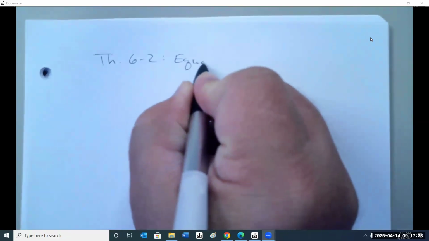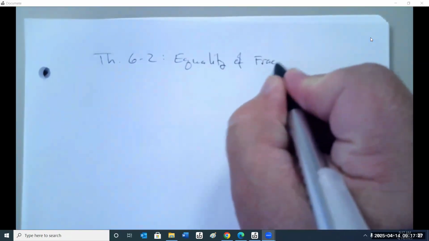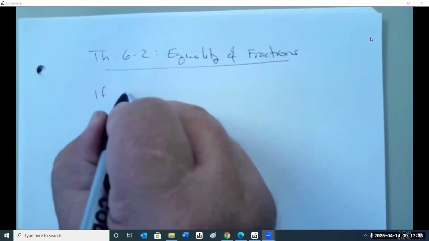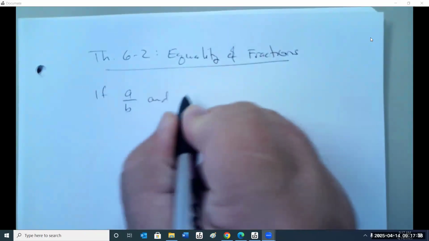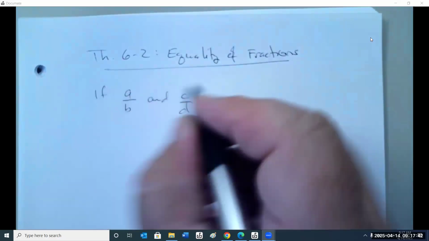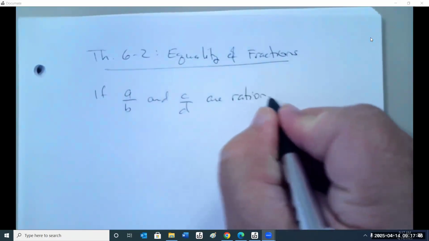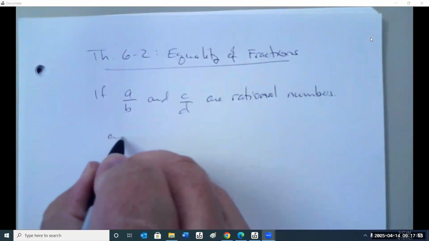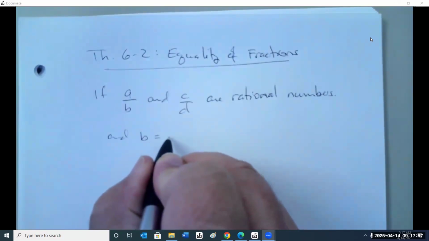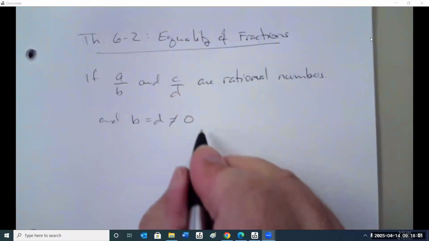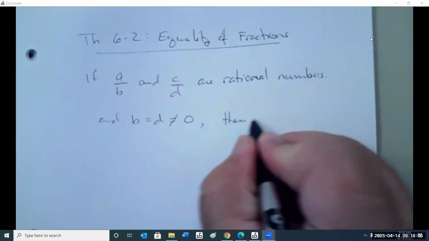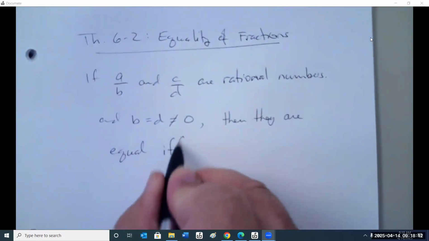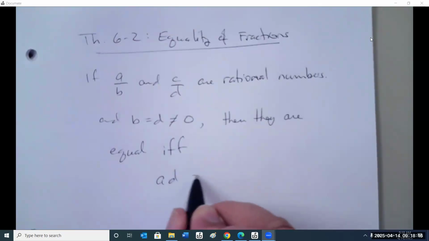Theorem 6-2, equality of fractions. If A over B and C over D are rational numbers, and B and D do not equal 0, they are equal if and only if A times D equals B times C.